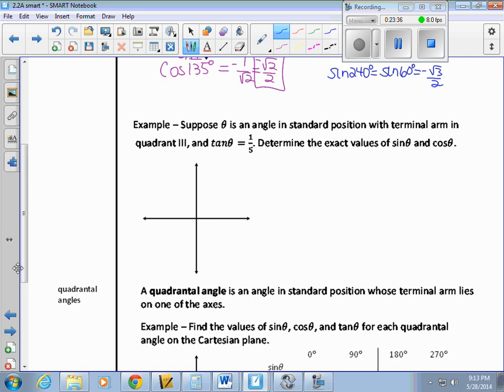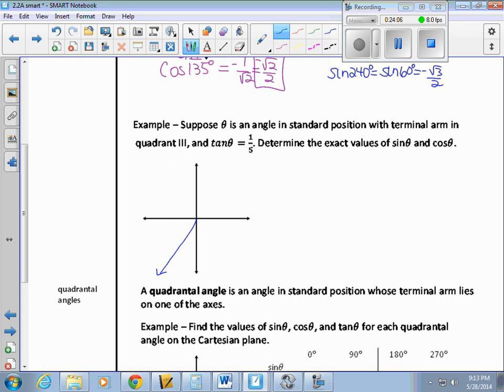So the next example says, suppose theta is an angle in standard position with the terminal arm in quadrant 3 and tangent theta is equal to 1/5. Determine the exact value of sine and cos. So the first thing I do is I know I'm in quadrant 3, so my terminal arm will end up somewhere over here in quadrant 3. I have tangent of theta is equal to 1 over 5.